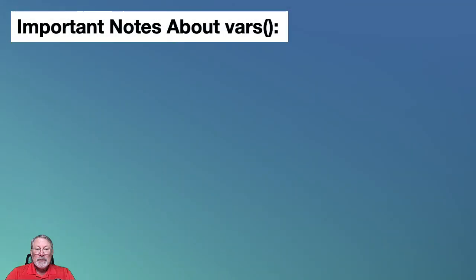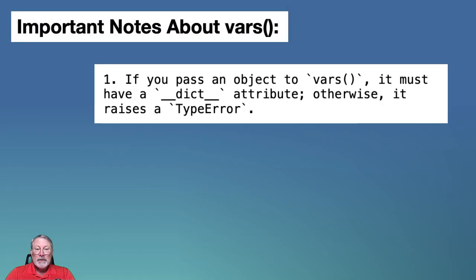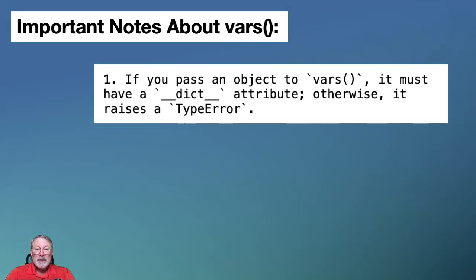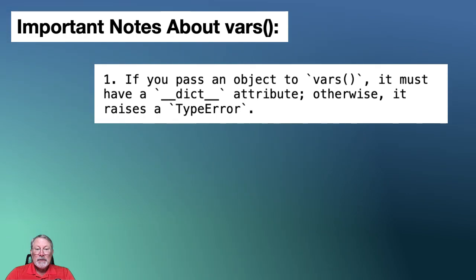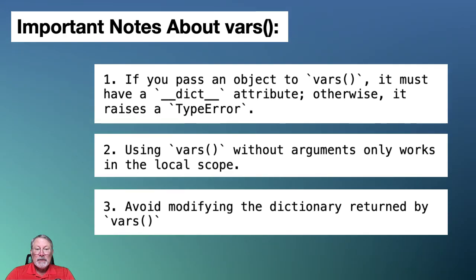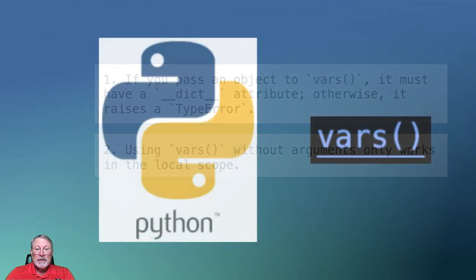Here are some important points about the vars function. If you pass an object to vars, it must have a __dict__ attribute. Otherwise, it raises a TypeError. Using vars without arguments only works in the local scope. And finally, avoid modifying the dictionary returned by vars unless you know what you're doing, as it directly affects the object or scope. And that's the vars function.